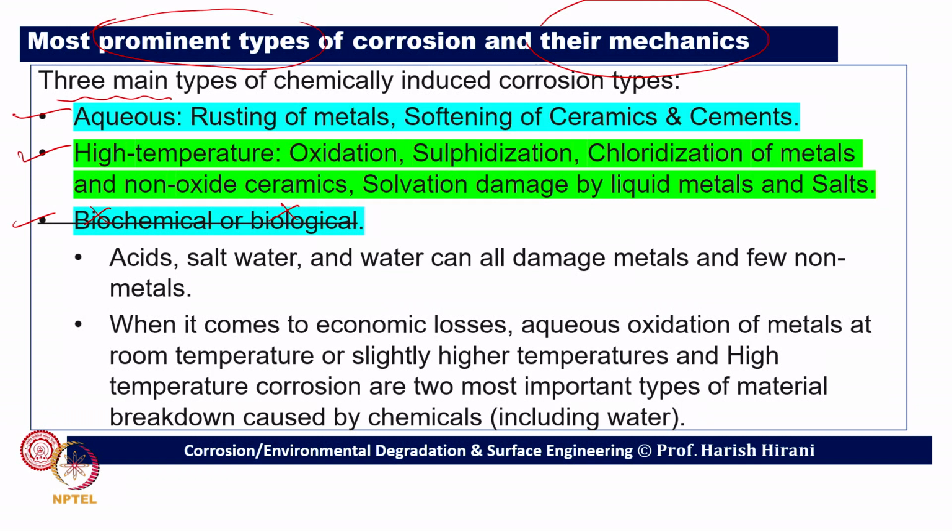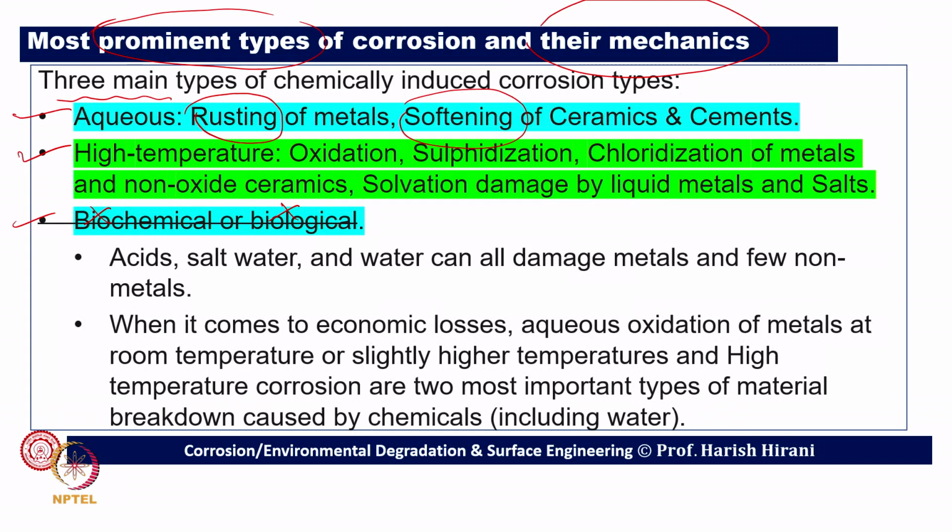Now, of the remaining two, aqueous corrosion has one popular kind of failure, rusting, which happens in most iron or iron alloys. Aqueous also causes swelling, as I mentioned earlier, which happens in ceramics and cements or concretes, and that we call a softening process, but that happens in an aqueous or water environment.